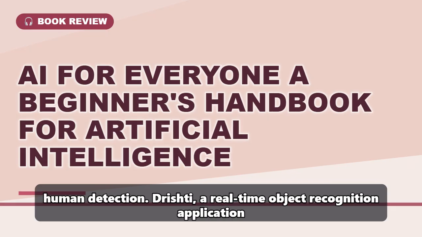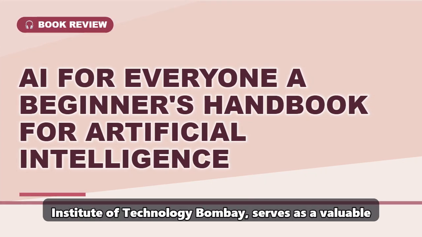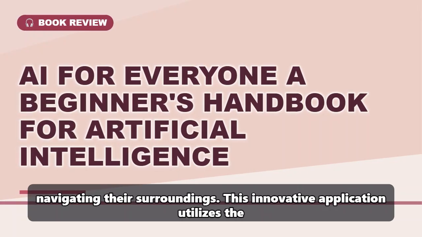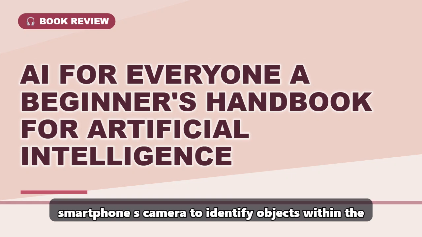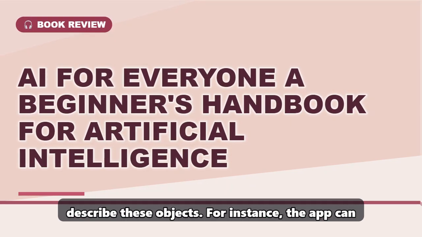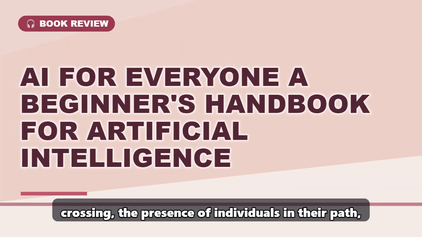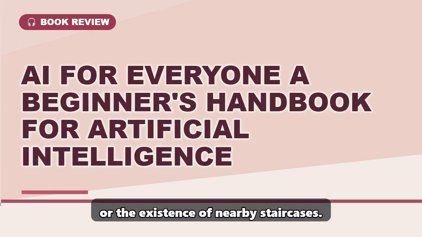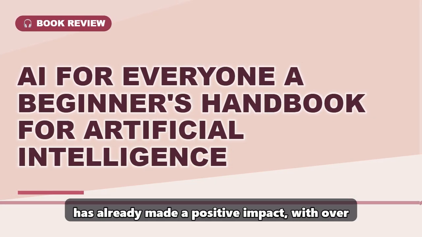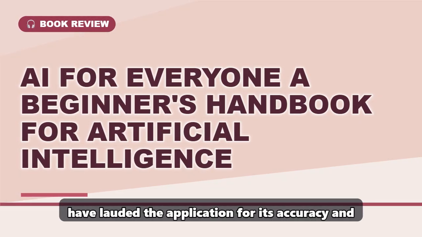Drishti, a real-time object recognition application developed by researchers and scientists at the Indian Institute of Technology Bombay, serves as a valuable tool for assisting individuals with visual impairments in navigating their surroundings. This innovative application utilizes the smartphone's camera to identify objects within the user's environment, subsequently delivering spoken notifications to describe these objects. For instance, the app can inform users about their proximity to a road crossing, the presence of individuals in their path, or the existence of nearby staircases. Although Drishti remains in the development phase, it has already made a positive impact, with over 10,000 individuals in India having utilized it. Users have lauded the application for its accuracy and user-friendly interface.